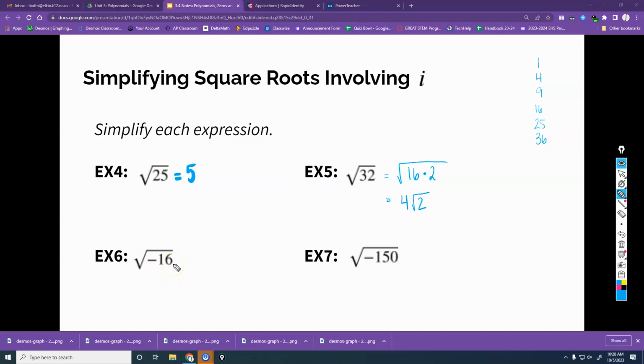But we can break it down like we did here by doing negative 1 times 16. Okay, so the square root of negative 1, what does it equal? The square root of negative 1 is i, right? Because I love math. That's what my banner says back here. Square root of negative 1 is i.